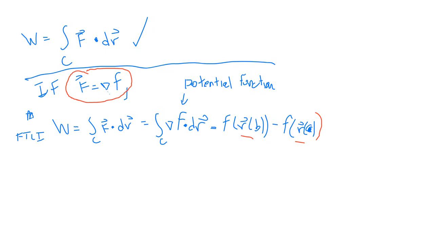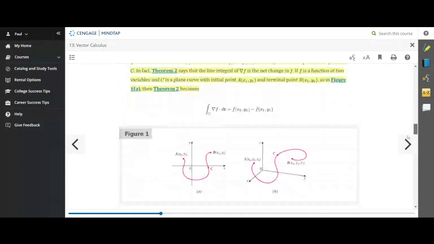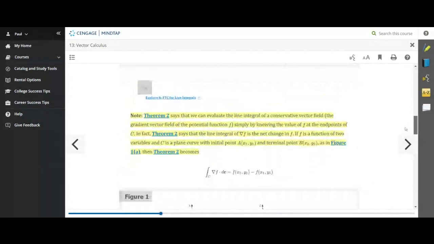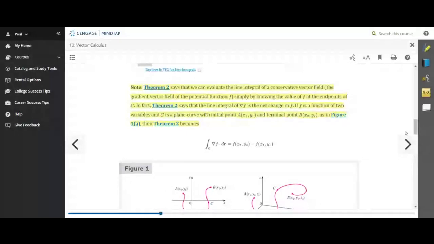That's the kicker, right? Not all vector fields, this isn't always true. If the vector field F is equal to the gradient of some function, we call that vector field F a conservative vector field. But the thing is, not all vector fields are conservative. And so you can't always use the fundamental theorem of line integrals to compute your work. So the proof of the fundamental theorem of line integrals is not hard, and I'll show you the proof.